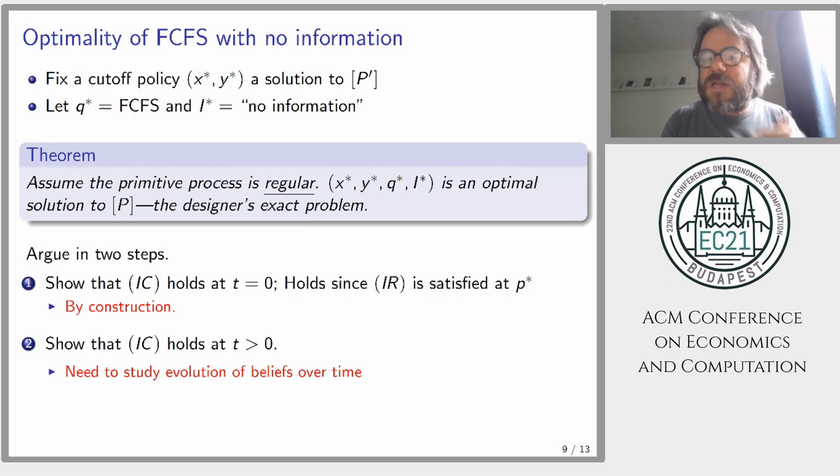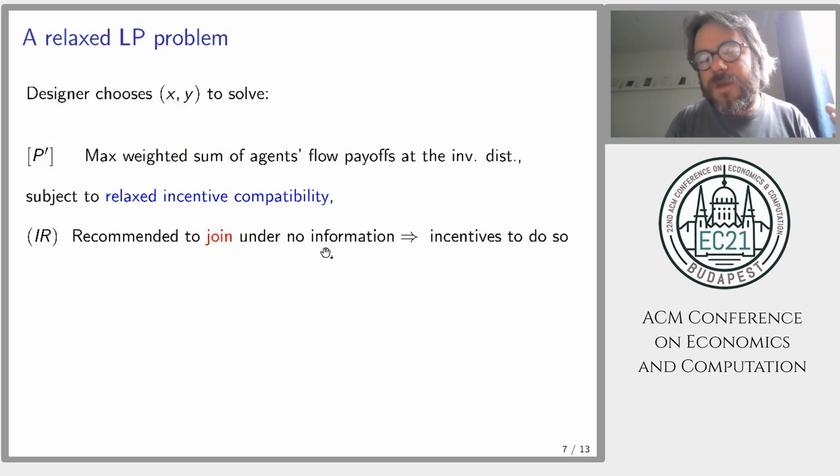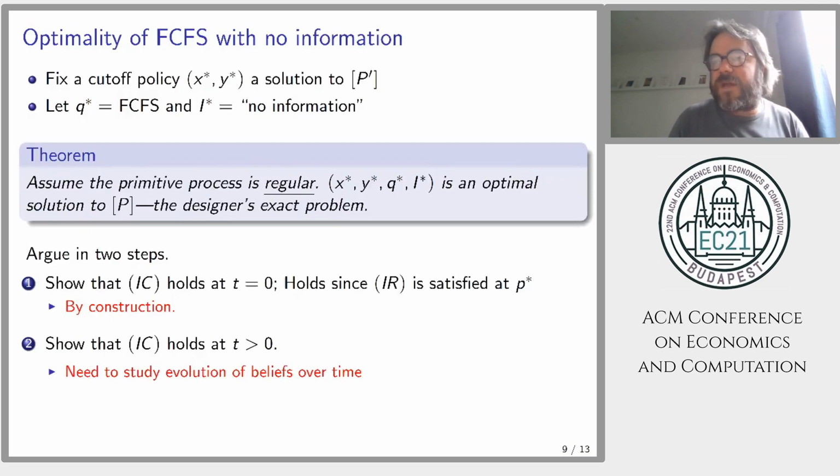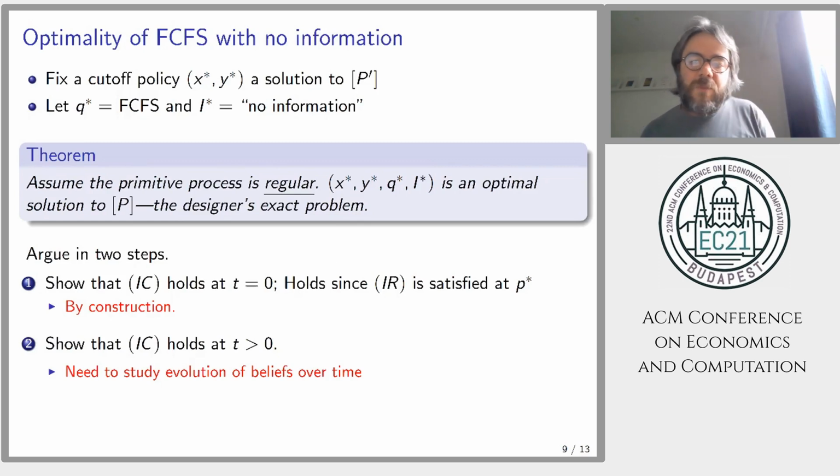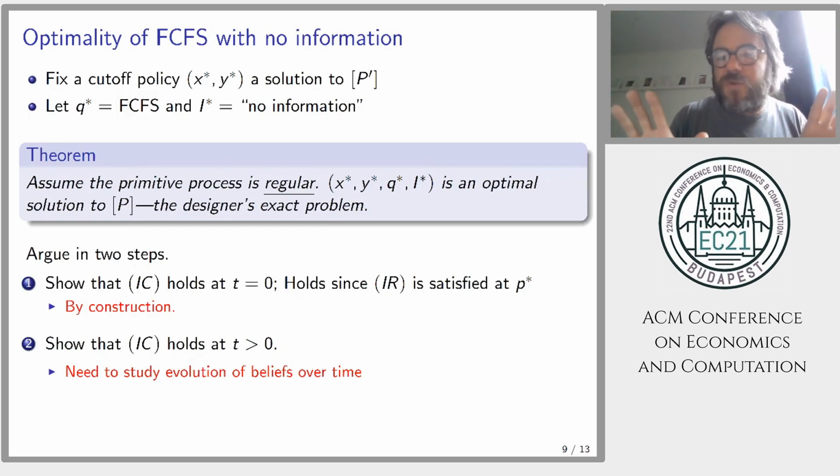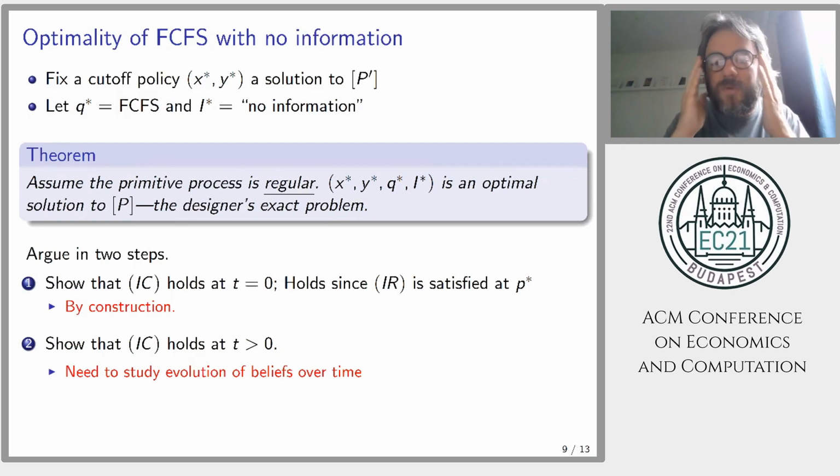And if you come back to the relaxed problem, you know that by definition, the agents will have incentive to join the queue where they are not informed, which is exactly what we need here. And so this first step, that agents have incentive to join the queue upon being recommended to do so, is actually by construction. So far I haven't been using the queuing rule. This step actually holds for any possible queuing rule. It's true for any queuing rule.